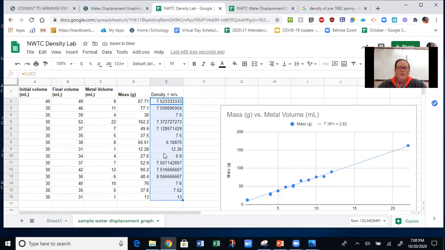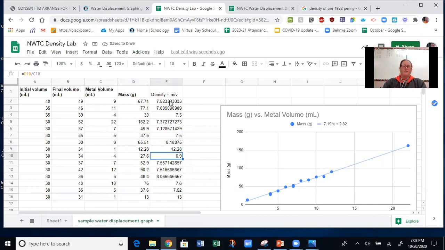And you will see that most of the numbers here are around 7. There is one here that I believe would be considered an outlier. And I'm wondering what would happen if we got rid of it. It changed the slope a little bit. I'll put it back.